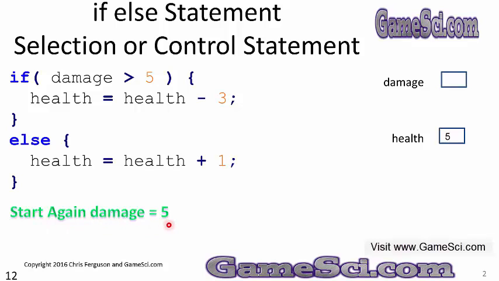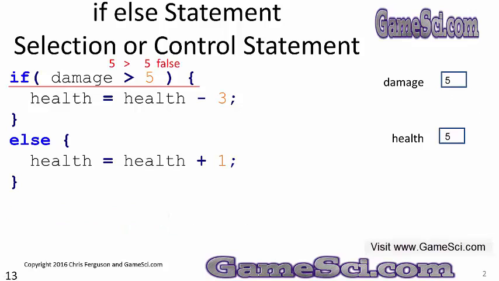Start again with the damage variable set to 5, and let's trace what this code does. You can see the updated value of 5 in the damage variable. You can see the health variable now contains a 5 in it. 5 greater than 5 is a false statement. 5 is not larger than 5. So this comes out to be a false statement. What do you expect to happen when that statement is false? We expect it to skip the if and go to the else and execute the code in the else.